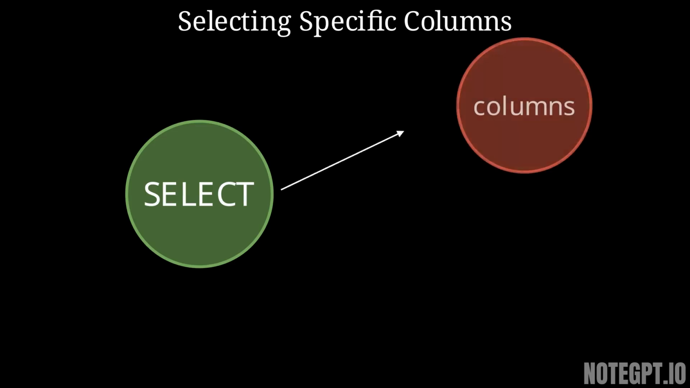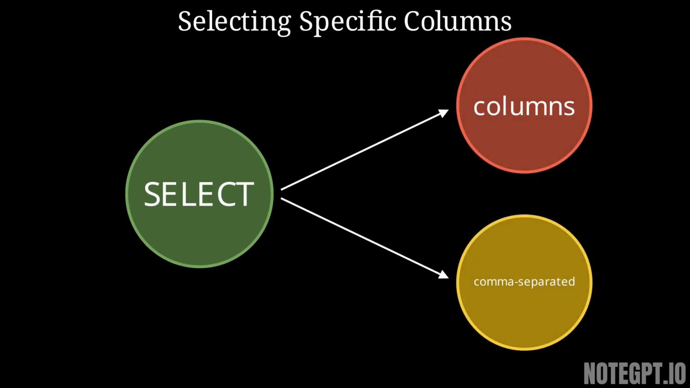To select specific columns, list them in the select clause, separated by commas. The columns will appear in the order listed. For example, select column1, column2 from table_name.